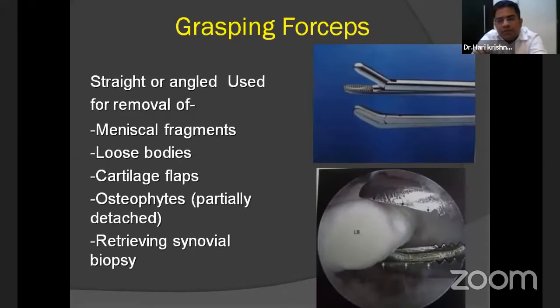One more thing is the grasping forceps. This is very important. I usually call it a soft tissue grasper. We can use it for removing meniscal fragments after a synovectomy or meniscectomy, removing osteophytes, or for synovial biopsy. These are called grasping forceps. All these instruments are usually 3.5 mm to 4.5 mm in diameter, so that we can easily pass them through the cannulas also.